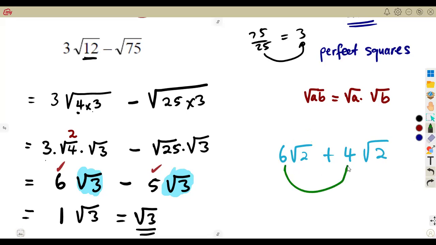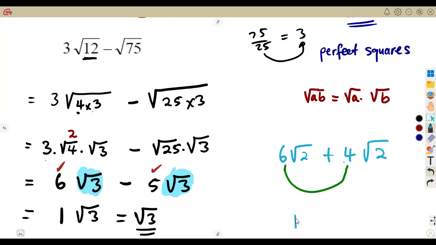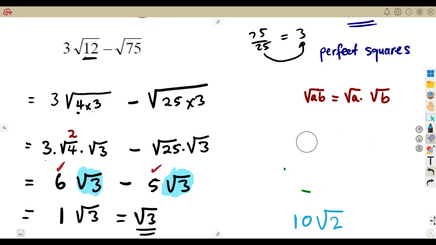So we can simply have the 6 and what? The 4 added together. 6 plus 4, which is going to give us what? Which is going to give us 10 square root of what? Square root of 2. So these are laws which we are working with as we are having our sets. In terms of multiplication, we saw that multiplication that we had. So you must know how to have the perfect square from the bigger perfect square.